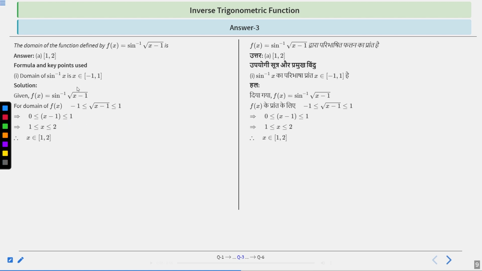You can observe that it's not like, if root over x minus 1 is between -1 to 1, and if we square, then x minus 1 is between 1 to 1. Not. Since if we square both sides, then x minus 1 will lie between 0 to 1, right? 0 to 1. Clear? Therefore, x will lie between 1 to 2. Clear? Therefore, the domain of the function is x belongs to 1 to 2. Clear? Therefore, option A is the right choice. Note it, option A, 1 to 2 is the right choice.